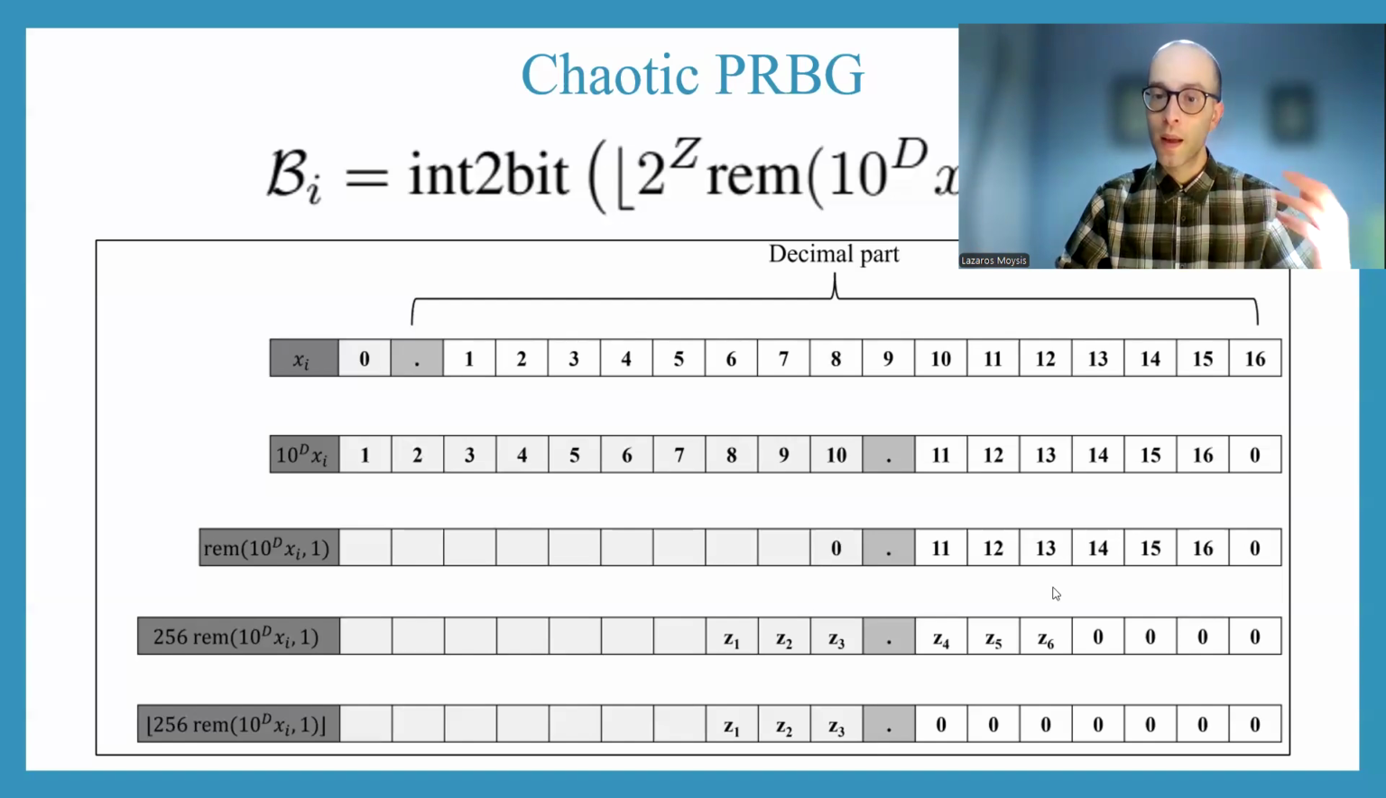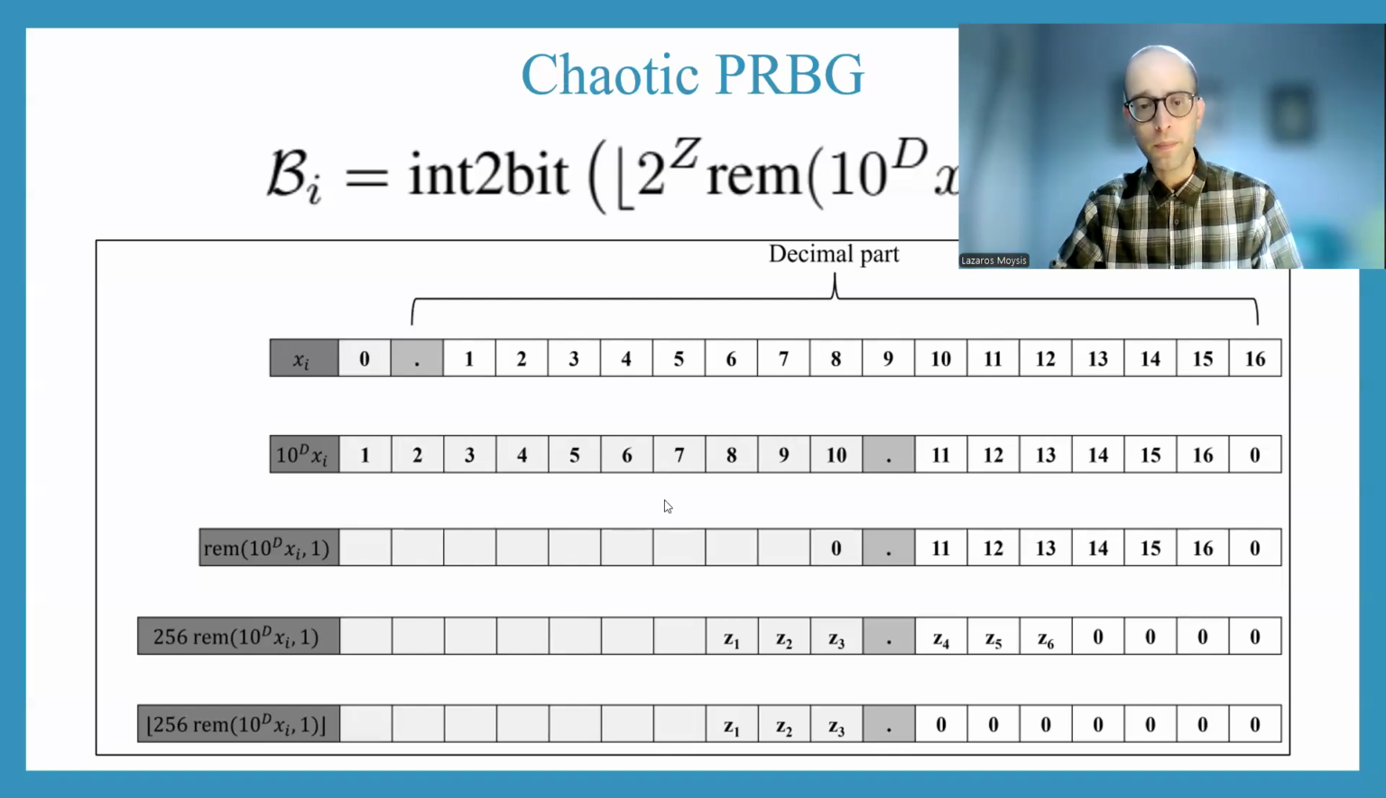So we obtain a floating point number between 0 and 255. And then we cut off this operation. We have the cutoff operation, which only keeps the integer part, and we are left with a random integer. Okay, so this is a visual interpretation of how the PRBG works.